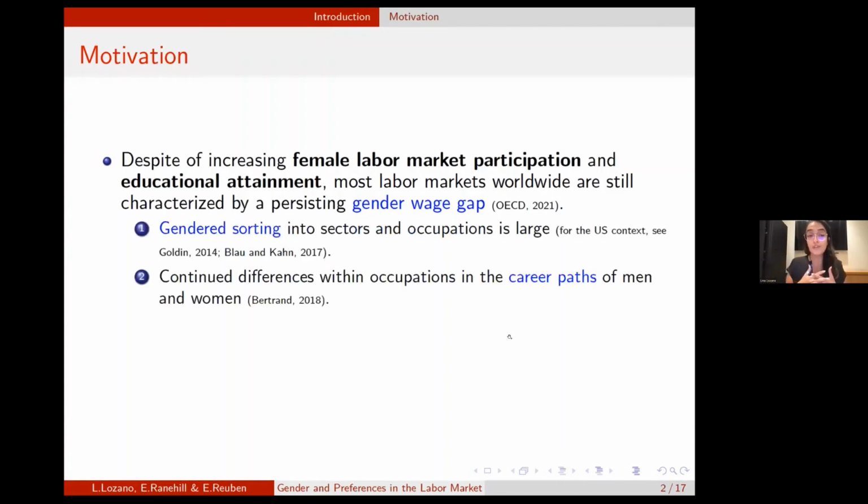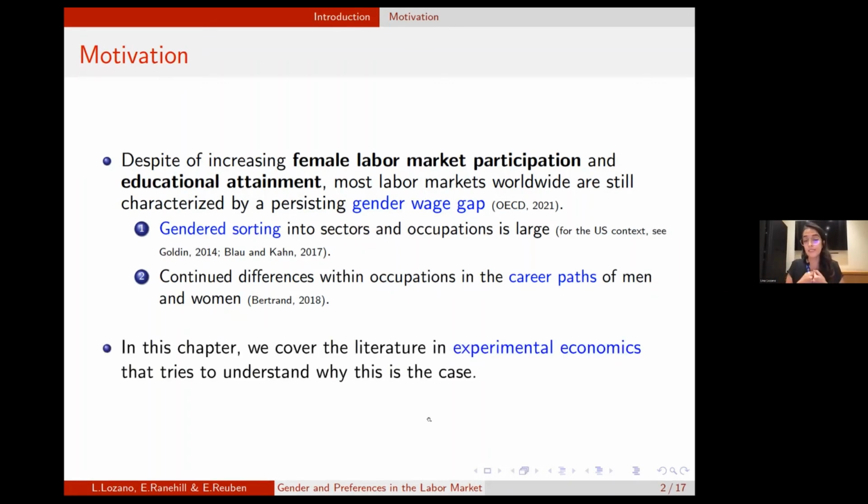Some of the reasons we have seen is that, in the first place, there exists gender sorting into certain sectors and occupations, and this seems to be quite large for different countries. Here I'm citing just the US context. At the same time, even within the same occupations, the career paths of men and women go very differently. So the question here is, why, if women have the same level of education as men, do we still continue seeing that women select into sectors and occupations that have low paid salaries, and when they're in the same type of occupations, their careers don't evolve equally to those of men.